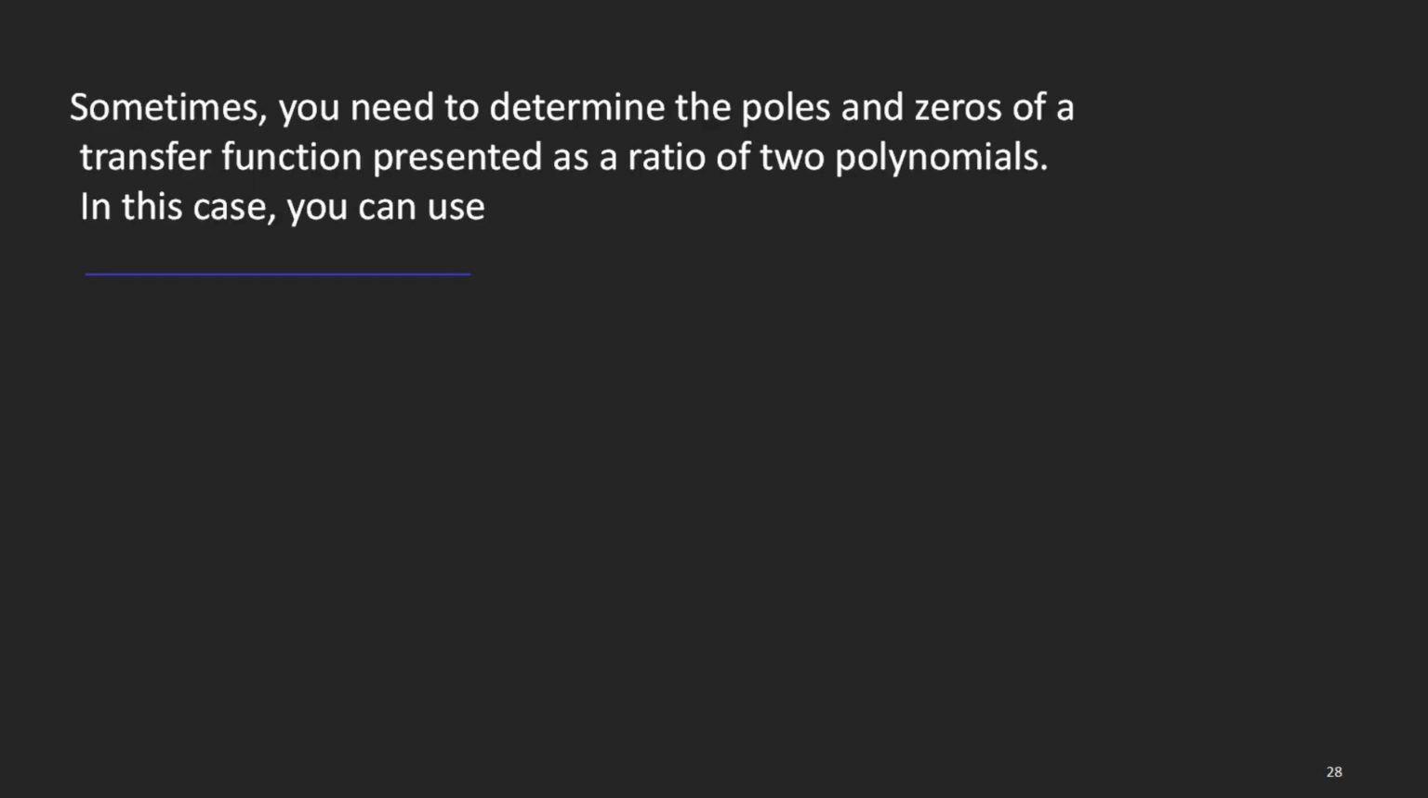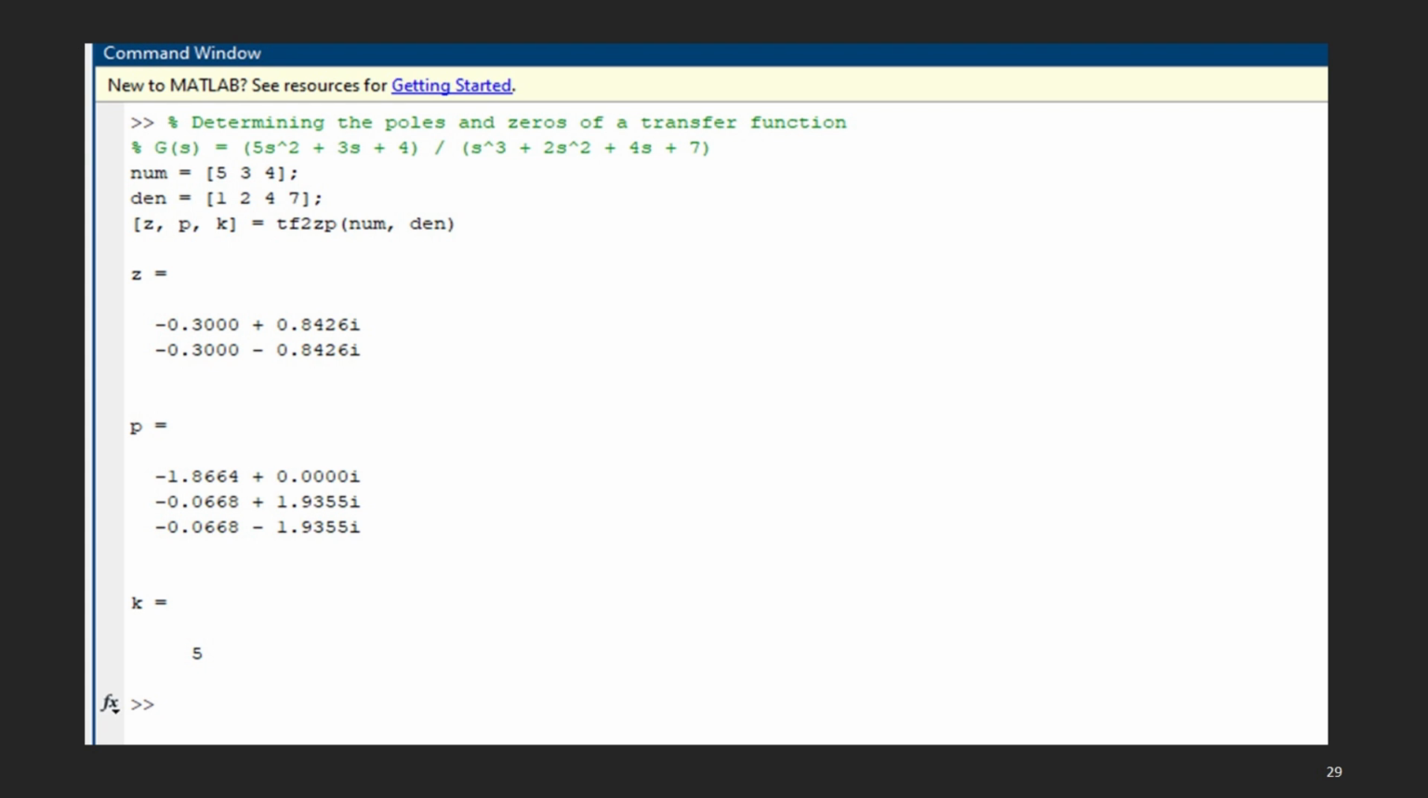of s. Sometimes you'll need to find the poles and zeros of a transfer function expressed as a ratio of two polynomials. In such cases, you can use the command [z, p, k] = tf2zp(num, den) to calculate and display the zeros, z, poles, p, and gain k of the given transfer function.